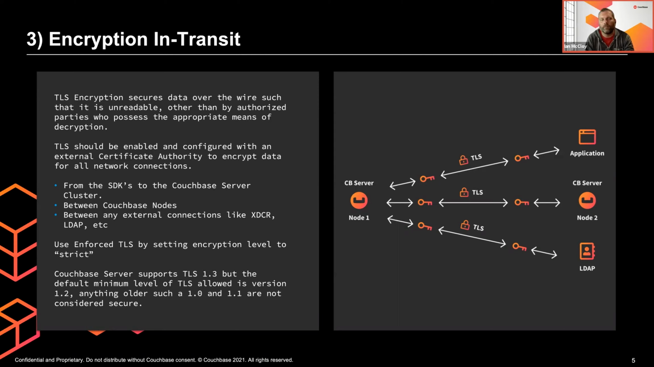So those connections can be between Couchbase Server nodes, from node 1 to node 2, for example, or from an application to the Couchbase Server cluster, or for an external system such as an LDAP authentication system. You want to always have that network traffic encrypted at all times. Couchbase Server supports TLS version 1.3, and by default, the minimum level of TLS that's allowed is version 1.2. Anything older, such as 1.0 and 1.1, are not considered secure, so you should not use those.